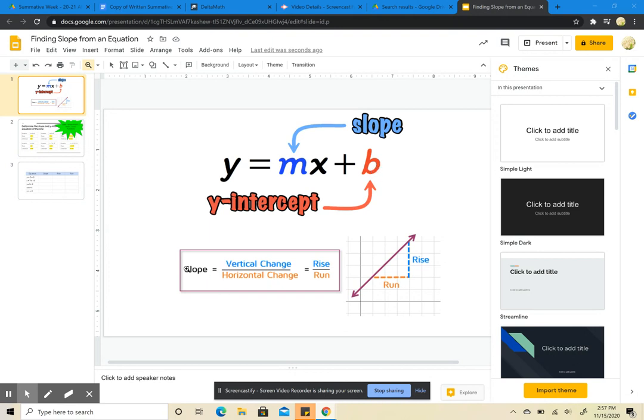But a lot of times we think about slope as vertical change over horizontal change. Graphically, we like to think about it as rise over run, but what does that really mean? Well, in this video, we're going to talk about what that really means.